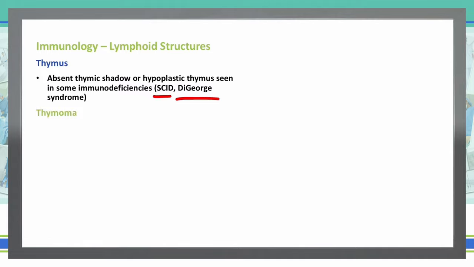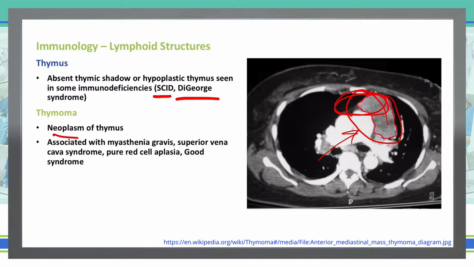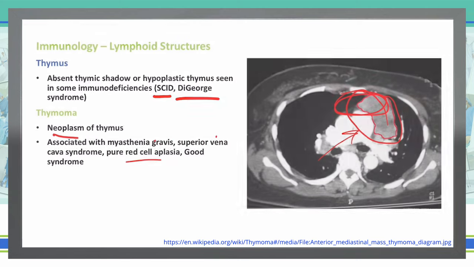A pathology that can be associated with the thymus is a thymoma. And that is a neoplasm of the thymus. As you can see here in this CT scan, you're seeing that thymus that is extremely enlarged. It's starting to take up space around it. Typically, we're usually seeing this in the middle section, and it is actually growing towards the posterior portion of the body here. Thymomas are associated with several different disease processes, specifically myasthenia gravis, superior vena cava syndrome, pure red cell aplasia, and then Good syndrome.